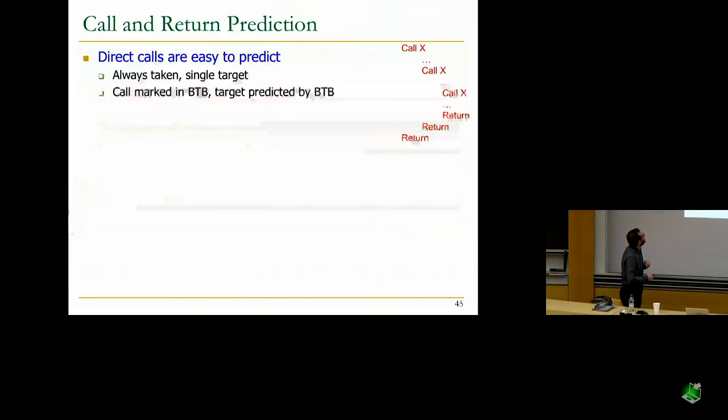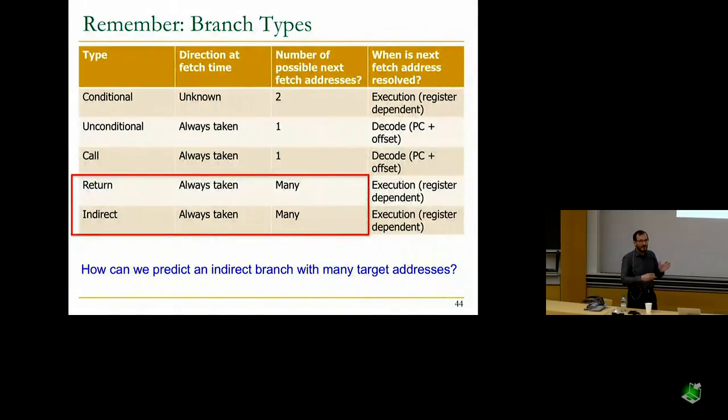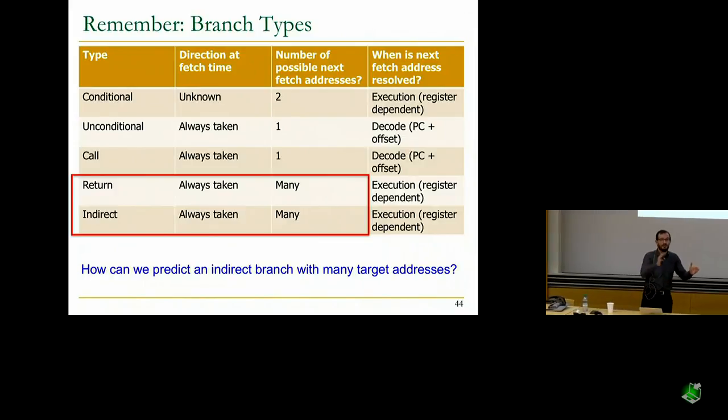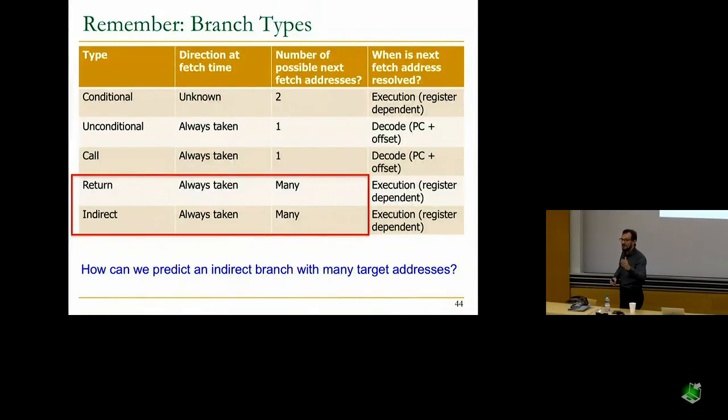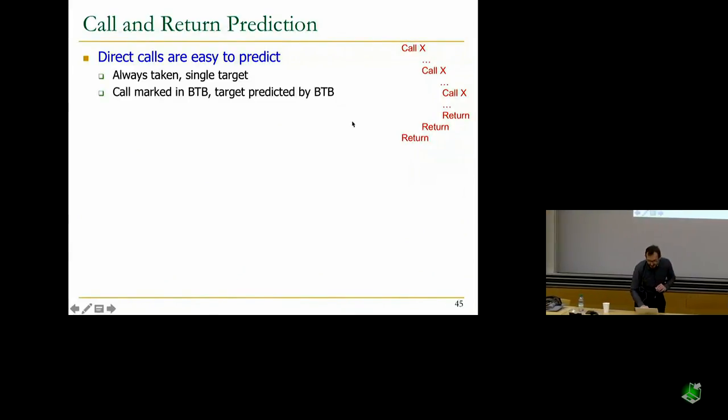Right? Okay, so let's look at calls and returns first. Calls and returns are actually easy if the programmer obeys some standards, meaning you do calls and then you have a return for each call. So every return is nested in the call. So direct calls are easy to predict. They're always taken, with single targets. You mark the call in the branch target buffer and the target is predicted by the branch target buffer. That's easy. So you can actually do this basically. Let's assume that this is a recursive call, call X, do something, call X, do something, call X, do something. And then returns correspond to the calls. This is nice, right? It doesn't have to be recursive, clearly.